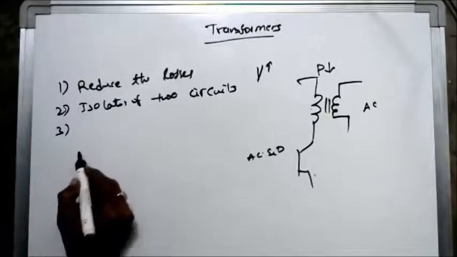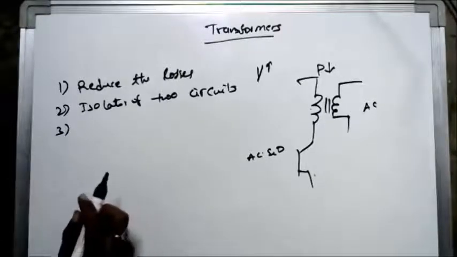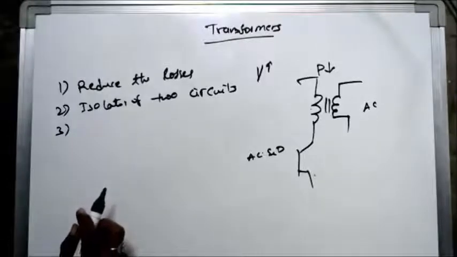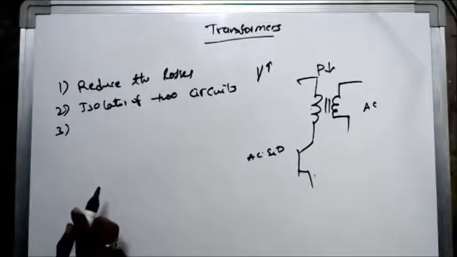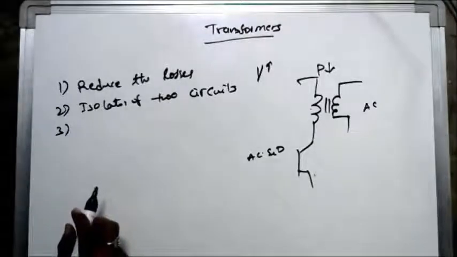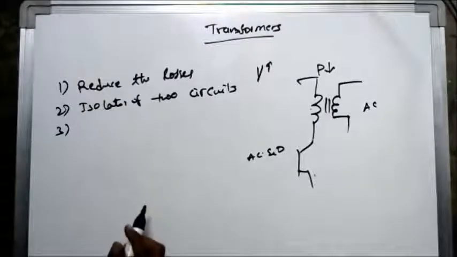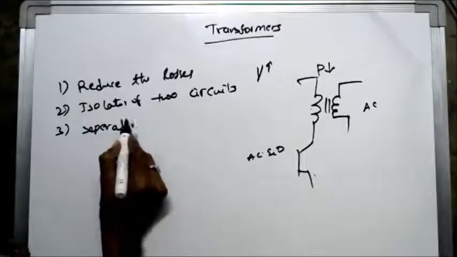Next one, it can be used to separate two circuits. If the primary winding has the same number of turns as the secondary winding, then it is called a simple isolator or separator.